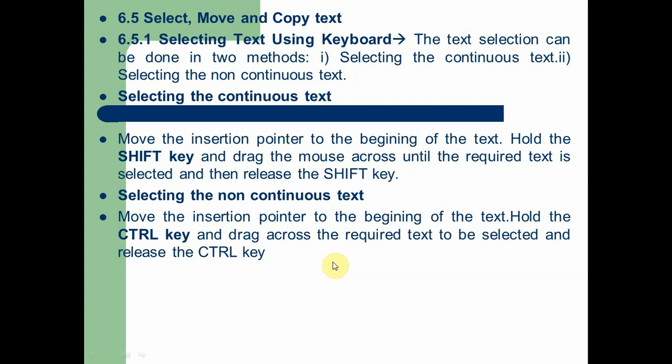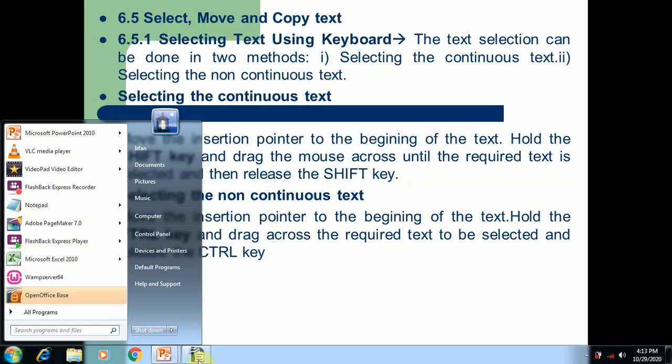Before moving and copying, we should select the content. We can select the content using different methods. One is the keyboard method, and another is the mouse method. Here you can see selecting continuous text. Move the insertion point to the beginning of the text, hold the Shift key and drag the mouse across until the required text is selected, and then release the Shift key. So we are using the mouse as well as the Shift key to select continuous text. Now I am going to execute this method.